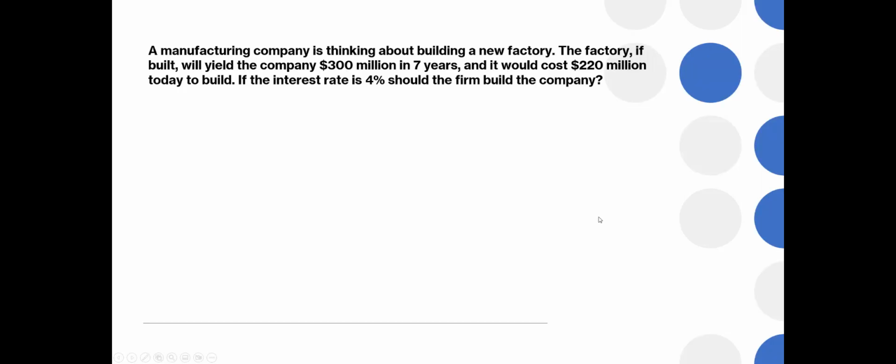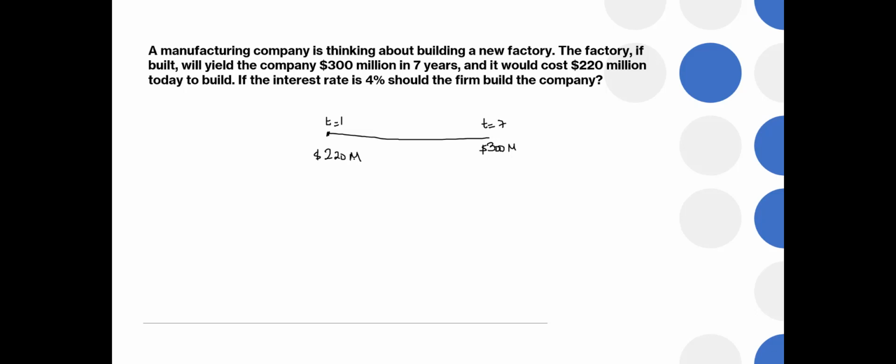So here we have a question about investment decision. A manufacturing company is thinking about building a new factory. The factory, if built, will yield the company 300 million in 7 years. So the project is expected to bring, at t equals 7, after 7 years, $300 million. And today, let's assume today is t equals 1, the project would cost $220 million. If the interest rate is 4%, should the firm build the factory?